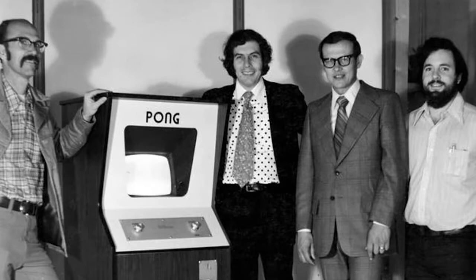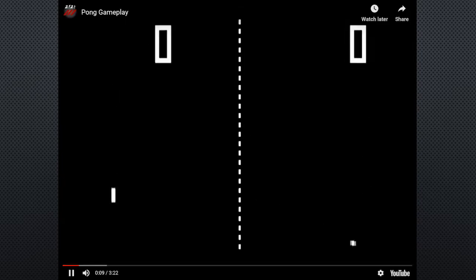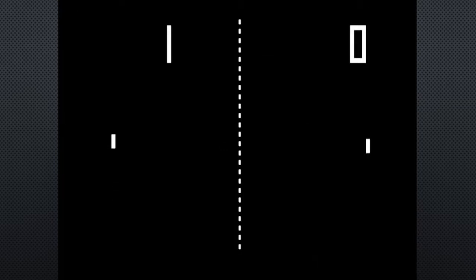Magnavox saw this Pong and said, hey, that's ours, and sued Atari. And then they settled out of court. And so this is the infamous Pong. And by the way, this guy on the right really sucks at this game.